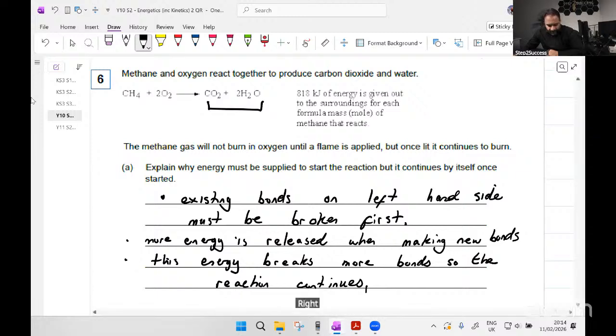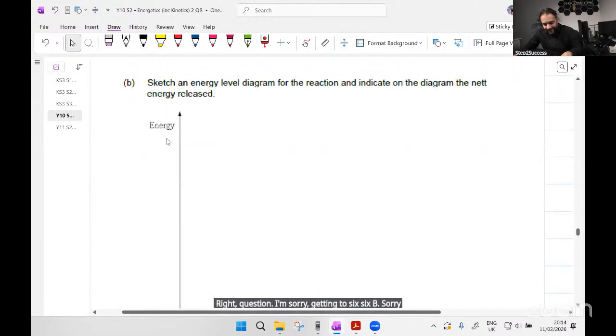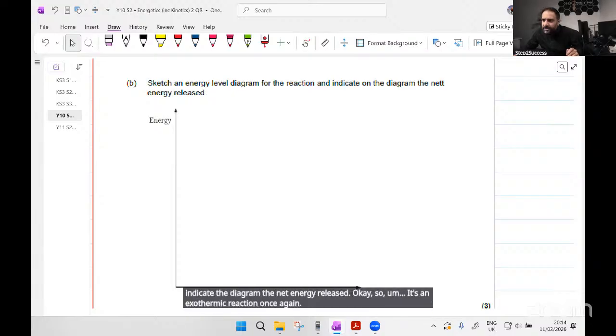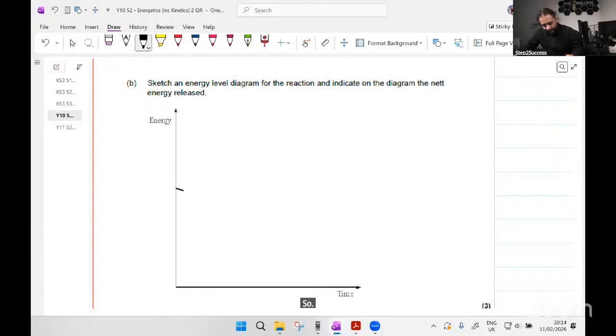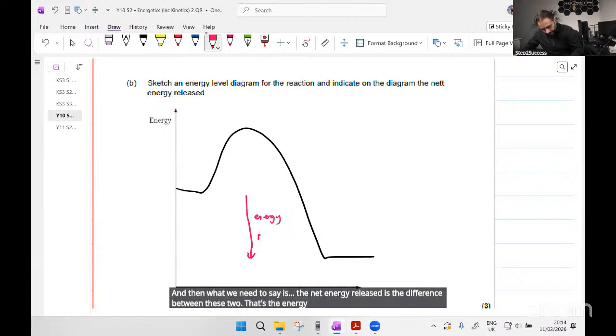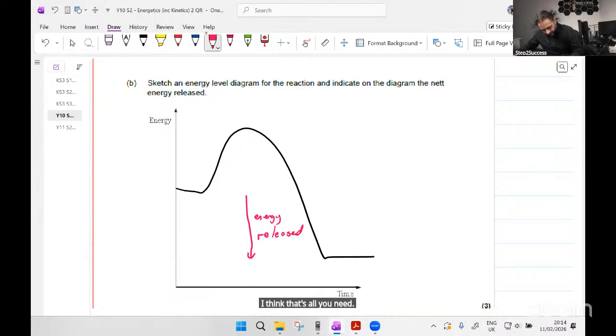Right, getting to 6B, sorry. Sketches indicate the diagram, the net energy released. So it's an exothermic reaction once again, so we need to finish lower than where we started. That's the first thing. And then what we need to say is the net energy released is the difference between these two. That's the energy released. I think that's all you need. It's just any typical one of those diagrams.